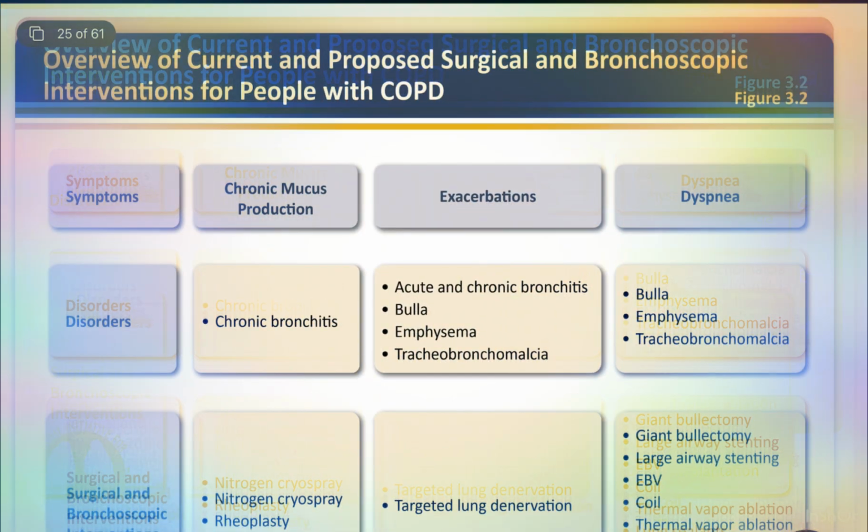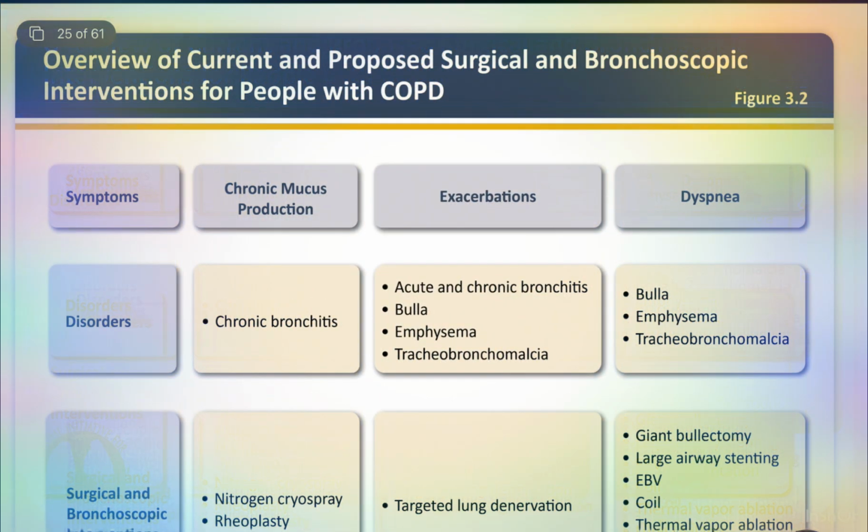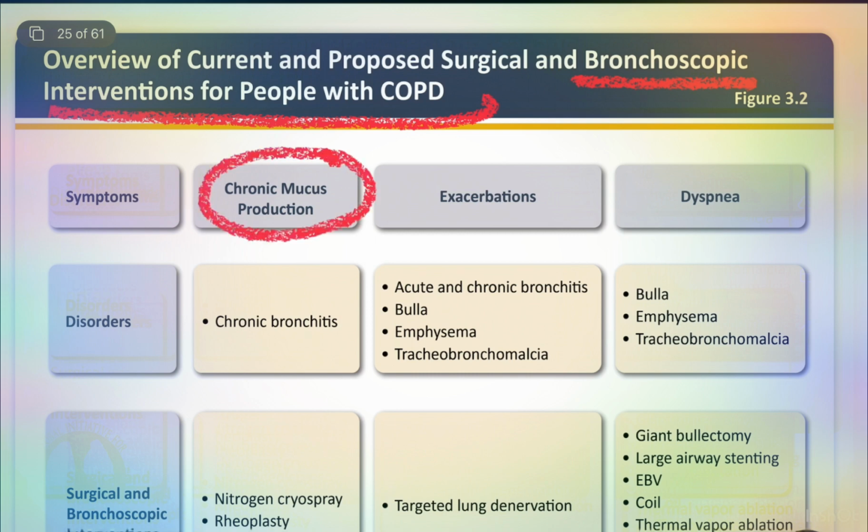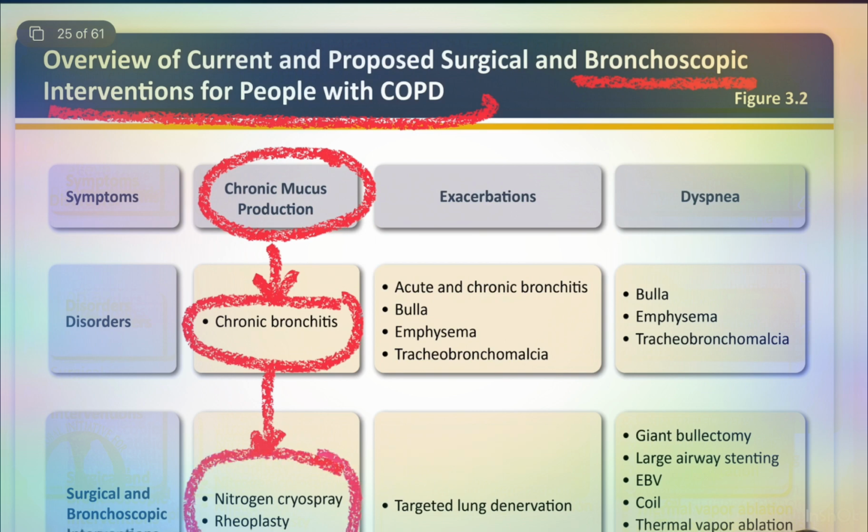This is an overview of current and proposed surgical and bronchoscopic interventions for patients with COPD. Very, very important. These are the symptoms. If the patient is having chronic mucus production, then we should suspect it is due to chronic bronchitis. And what surgical and bronchoscopic intervention is required? They are telling nitrogen cryospray or rheoplasty. Nitrogen cryospray and rheoplasty are beneficial for chronic bronchitis patients who have chronic mucus production.